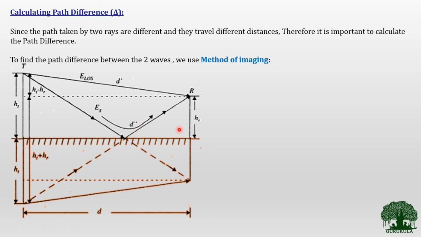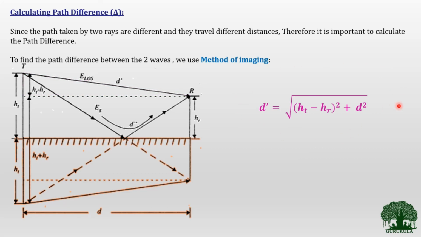Next, in order to find the distance traveled by d prime and d double prime, I can use the Pythagoras theorem. First, let us consider this particular right angle triangle. From this right angle triangle, I can formulate the value for d prime. So d prime is given by the square root of (ht minus hr) whole squared plus d squared. This side is ht minus hr, and this other side is the distance between the transmitter and the receiver, which is d. So this equation stands for d prime.